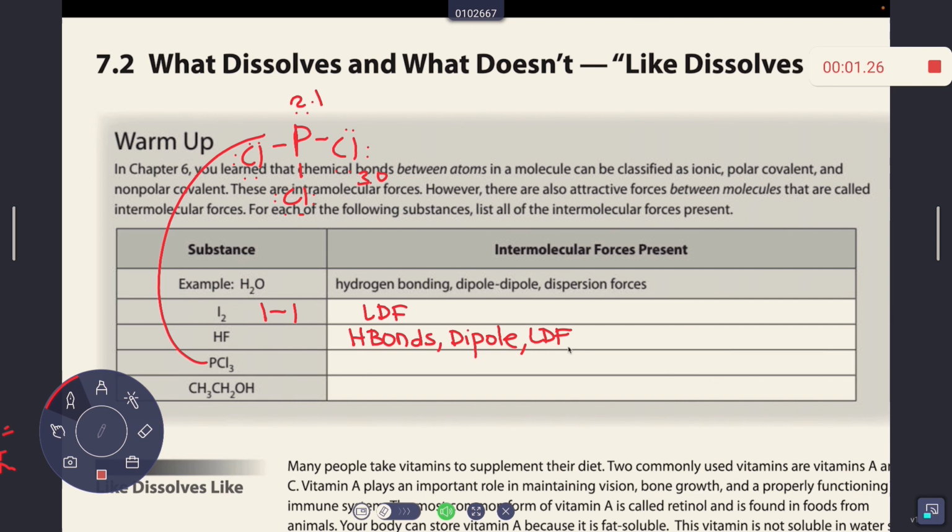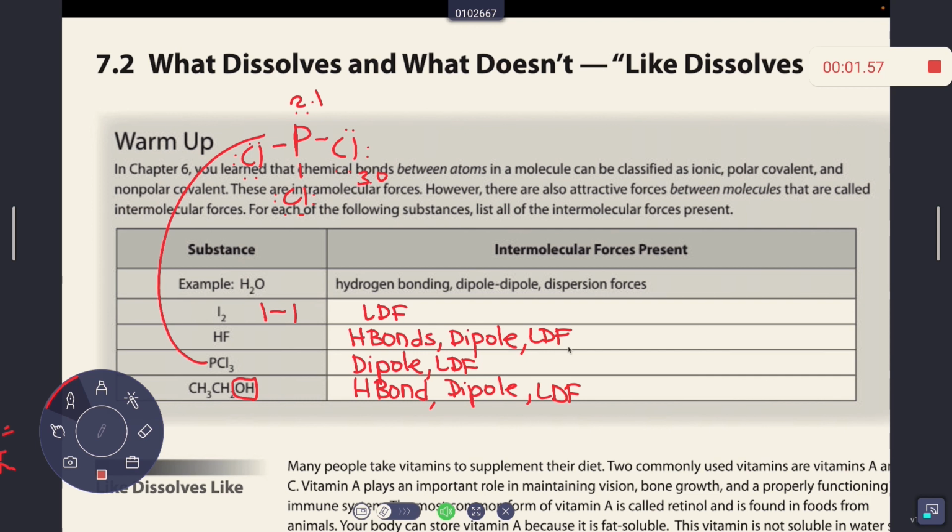So what intermolecular forces do I have? Dipole, and London dispersion forces. Okay, last one. That's ethanol. You have this right here. Hydrogen. Yep. It's got a hydroxyl group on it. That means it can hydrogen bond. And it would also be polar. It's got dipole forces and London dispersion forces. Are you good with that?